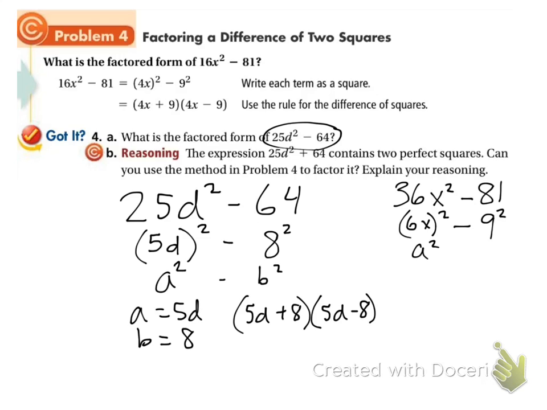So if I match up the a squared minus b squared, I get that a is 6x and b is 9. A plus b, so that's 6x plus 9. And a minus b, so that's 6x minus 9. And that'd be our answer.